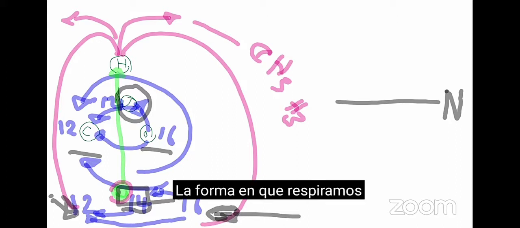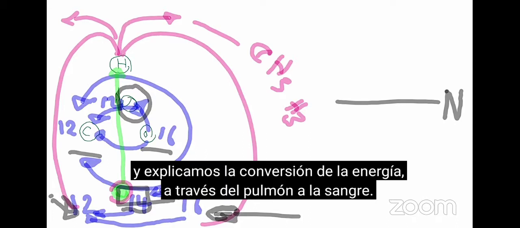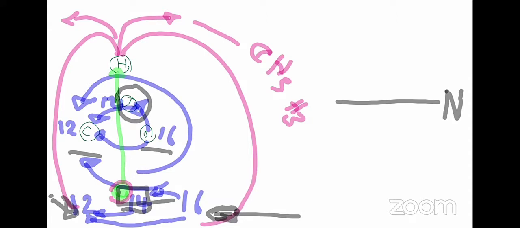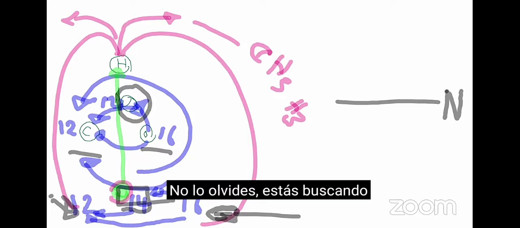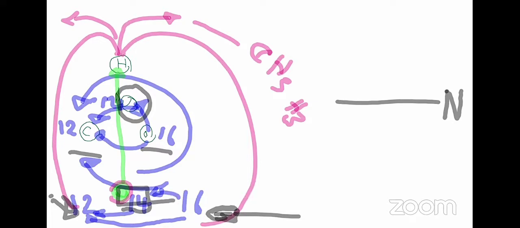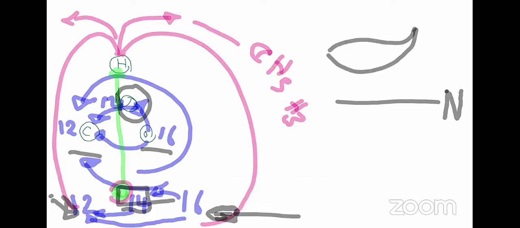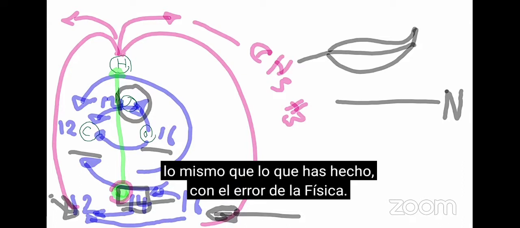The way we breathe, and we explain the conversion of the energy through the lung to the blood, the same process happens in this place. Don't forget, you are looking by habit at the leaf. If this is the leaf, the same as what you've done with the mistake of physicality.